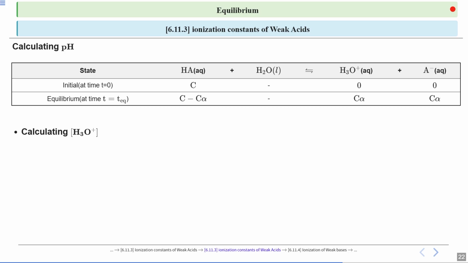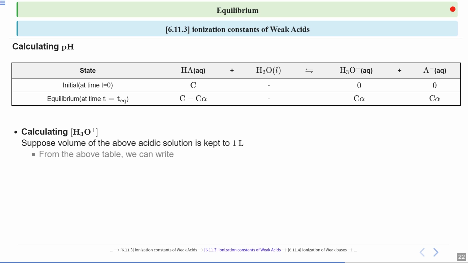We are calculating pH, right? So we need H plus concentration for sure, or you can say we need hydronium ion concentration. For that, we are making a small assumption, which is that this whole acidic solution is kept at 1 liter. If this is so, then the number of moles will simply be equal to the concentration, because in the denominator of the molarity we have the volume, and now the volume is 1 liter, therefore the number of moles will be equal to the concentration.